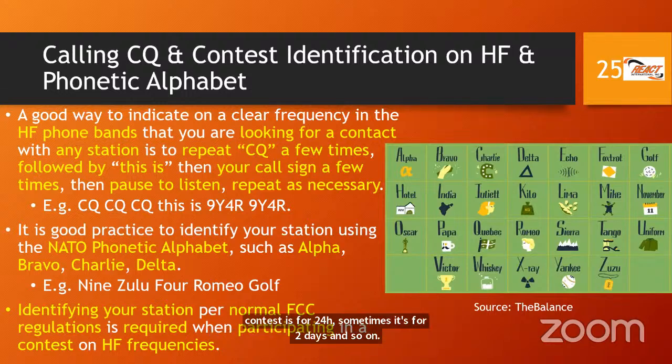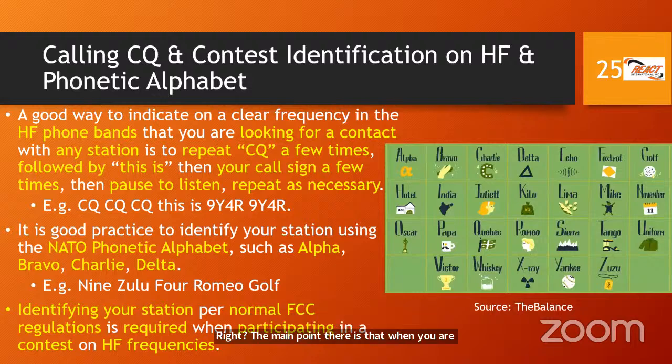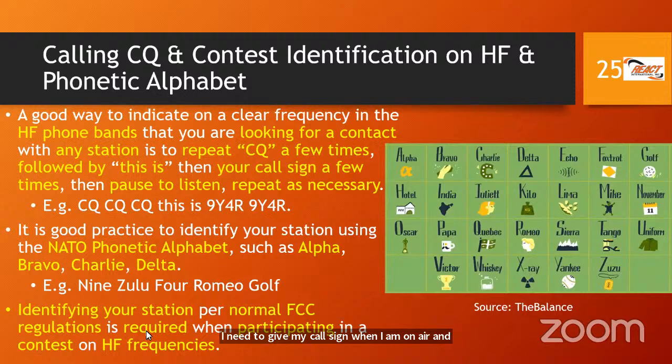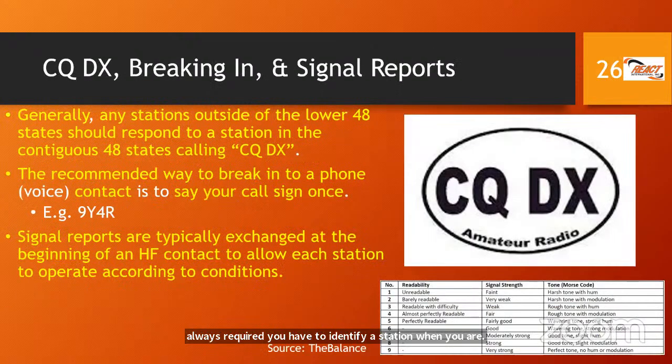The main point there is that when you are contesting, and generally in amateur radio, once you're going to be transmitting, you need to identify your station. You cannot be anonymous. So I'm 9Y4R, or 9 Yankee 4 Romeo. I need to give my call sign when I am on air and periodically repeat it also. Identifying a station per normal FCC regulations is required when participating in a contest on HF frequencies, and I will add to that, always required. You have to identify a station when you are on the air transmitting, right? Generally speaking. All right, so a couple more slides to go.